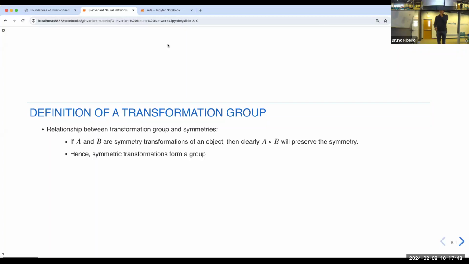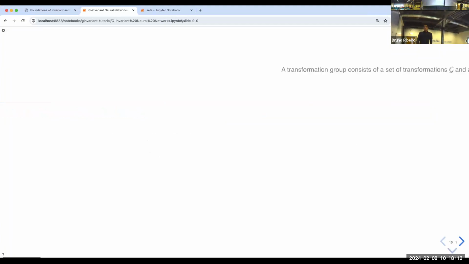The definition of a transformation group is related to the relationship between transformation groups and symmetries. If A and B are symmetric transformations of an object, then clearly composing both transformations will preserve the symmetry, right? If you say that something doesn't change as you rotate it, you can rotate it 90 degrees, 180, 270, and it's the same thing.